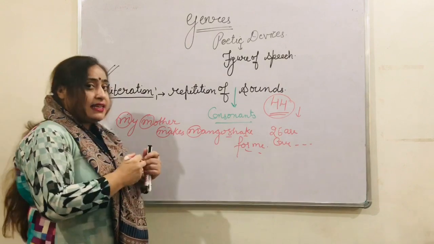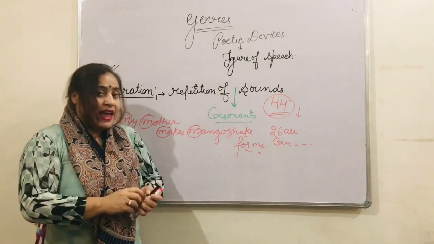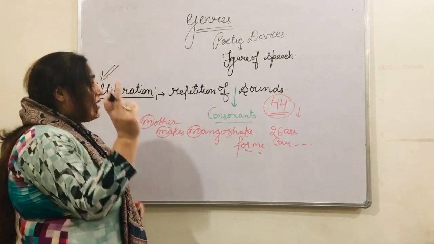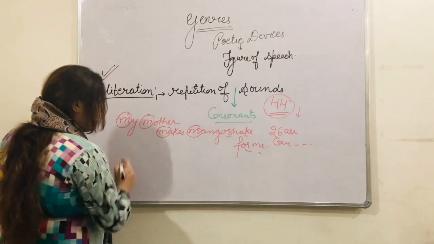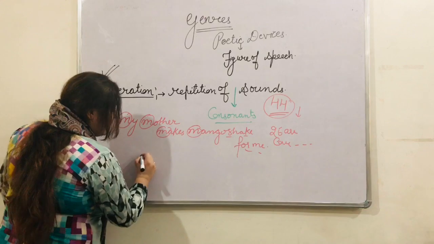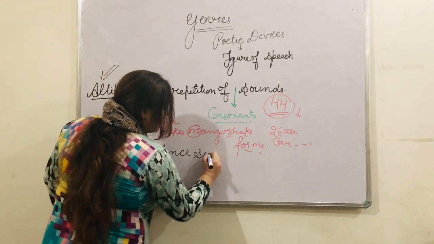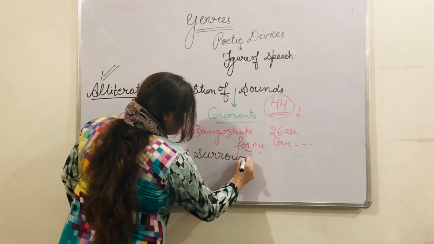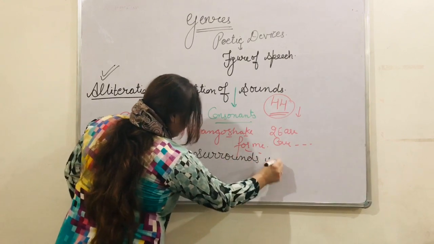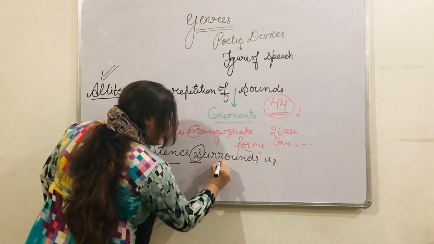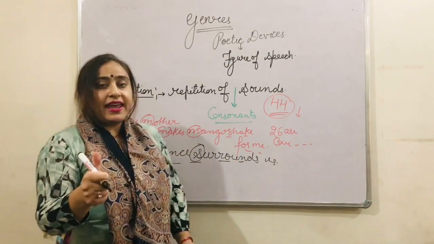So I'll take an example from the poem that I have already discussed, Father to Son. Alright, in Father to Son, the poetess said, silence surrounds us. That is alliteration because S is repeated here.